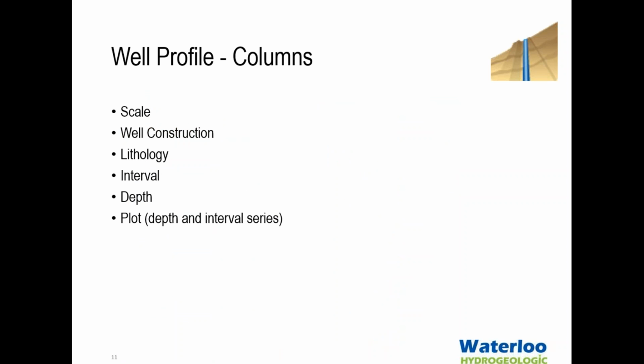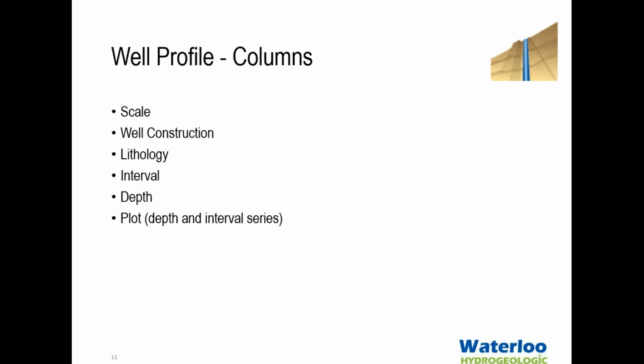So within the well profile, you have the same columns that were previously available within the BHLP. You have the option to put the scale column, that's just a basic fixed type of column. You have the well construction column, that's going to be automatically mapped to the well construction category tables. So for example, it's automatically going to pull information from the casing table, the screen table, the drilling protocol table, even the lithology table. It'll pull that information, and it'll pull the water level information as well.